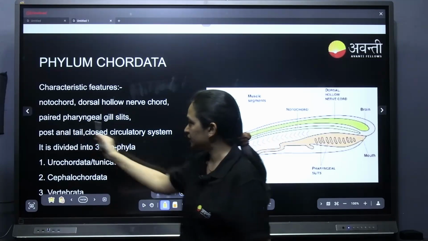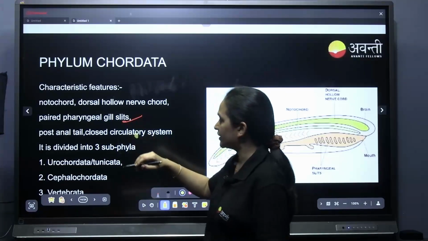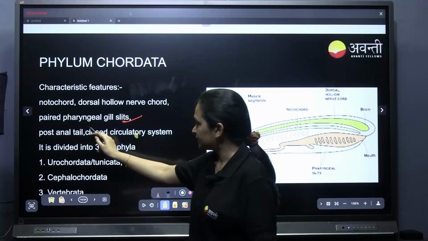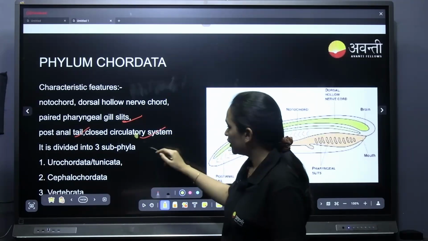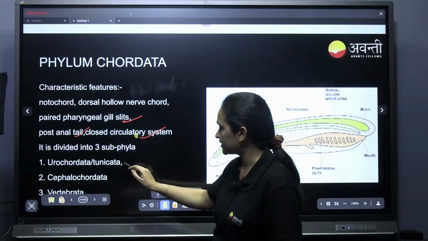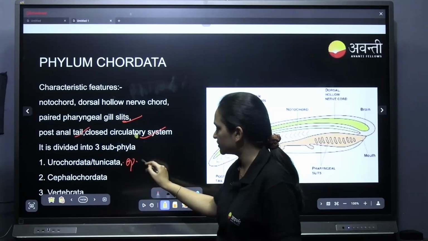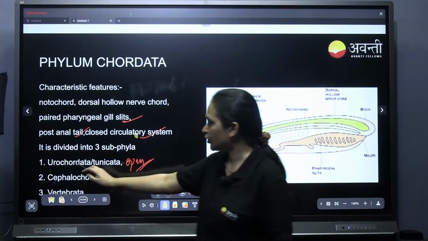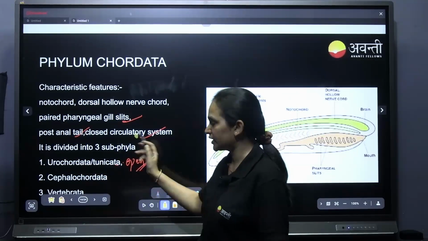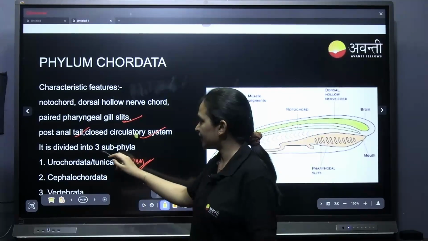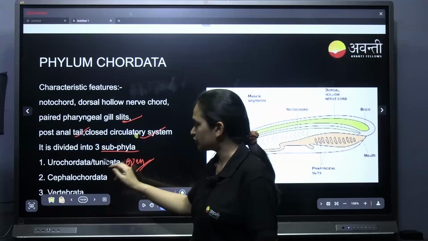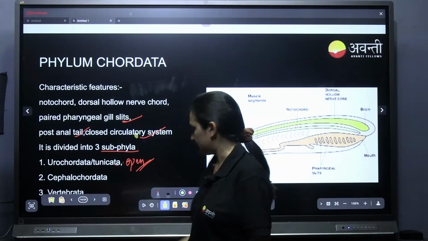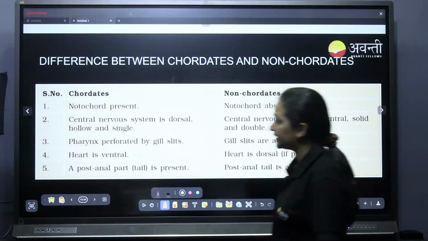And paired pharyngeal gill slits are present in chordates. Post-anal tail we can see, closed circulatory system we can see, but urochordates, tunicates, have an open circulatory system. That is one exception. Urochordates have open type of circulatory system, all others have closed type. It is divided into subphyla, that is urochordates or tunicates, cephalochordates and vertebrates. We are going to learn in detail one by one.